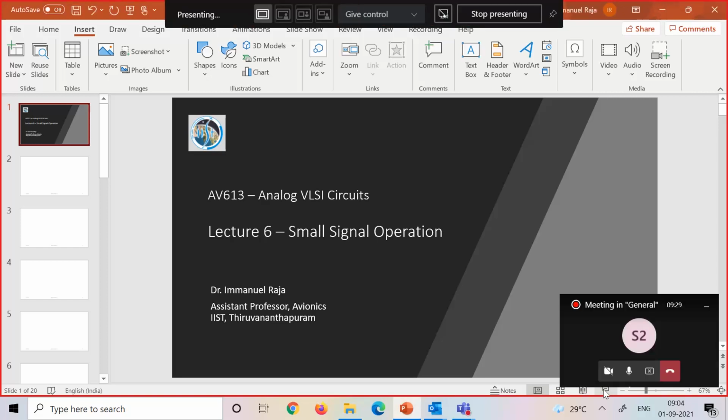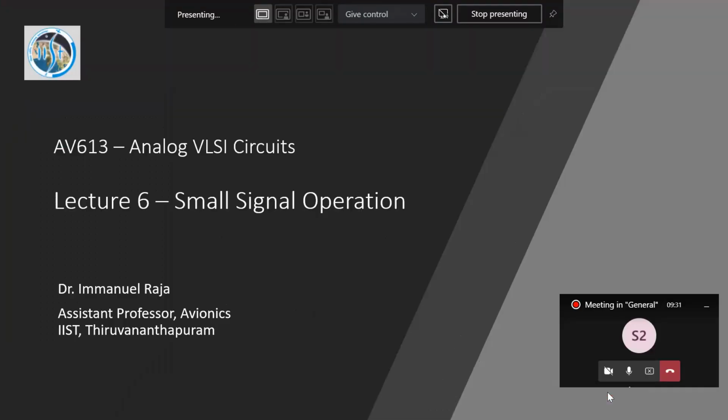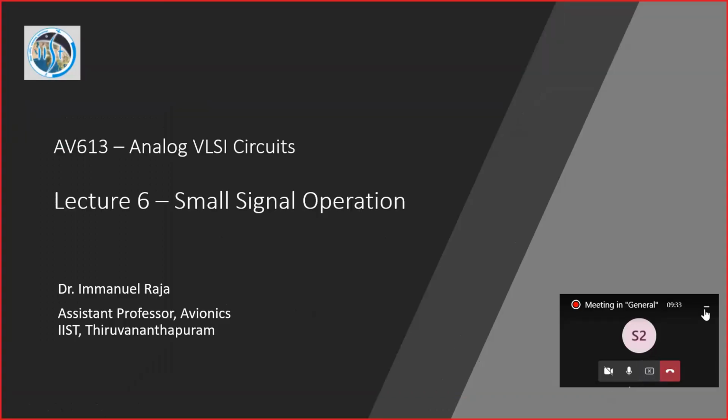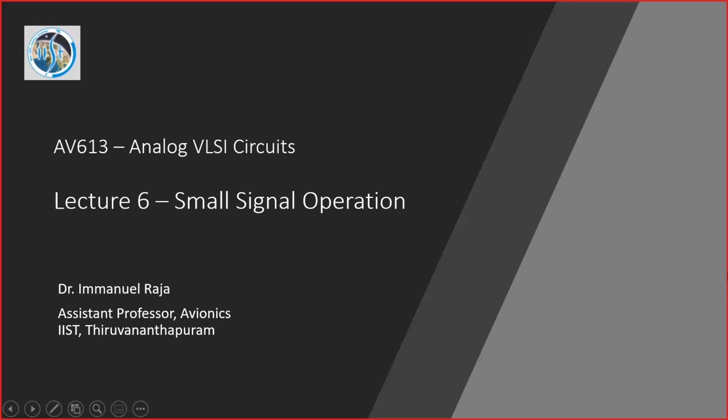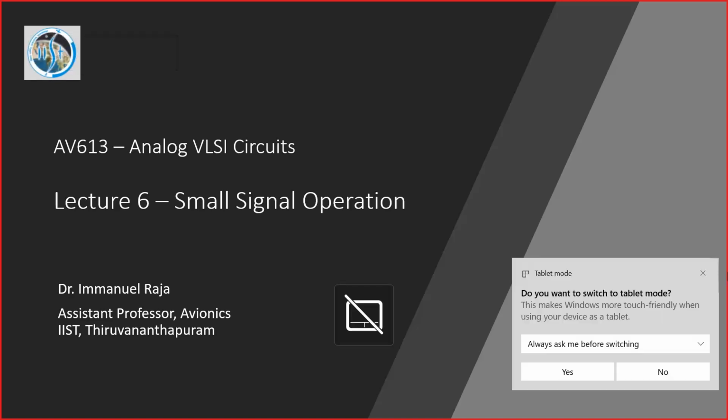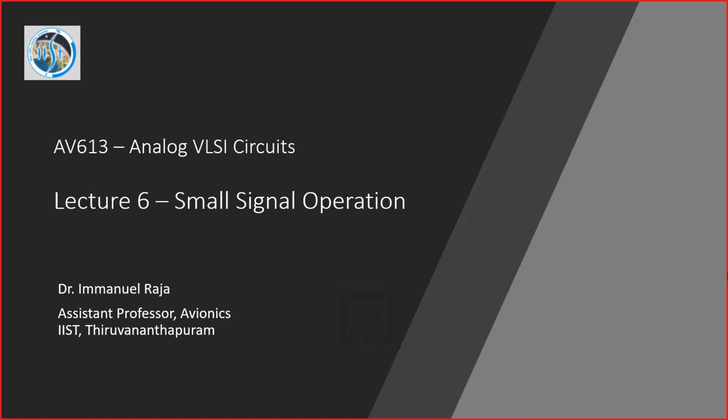So far what we have seen in the class is that we looked at the MOS device, how it operates, and the different regions of operation. We looked at the non-idealities in a MOS device, basically the channel length modulation and other effects. We also looked at layout in one of the previous classes, and at resistors and capacitors, how they are formed in a typical CMOS process. All these things we have seen.